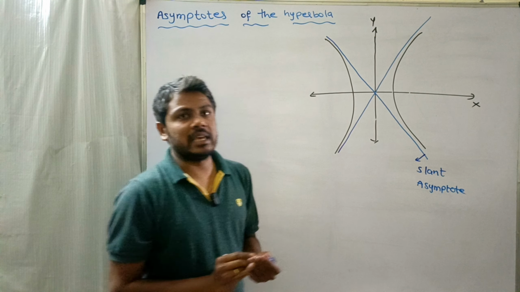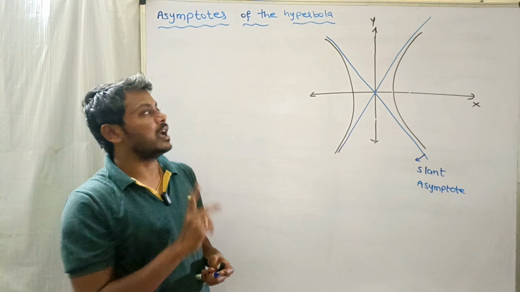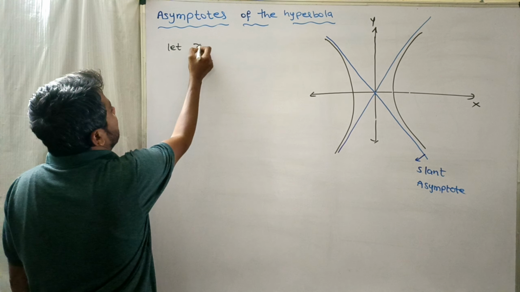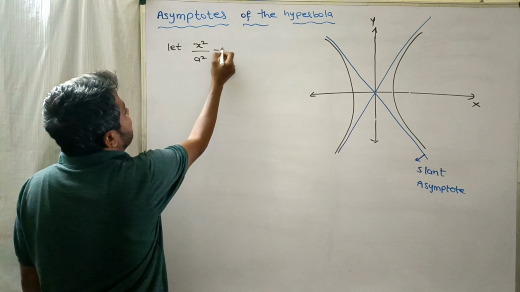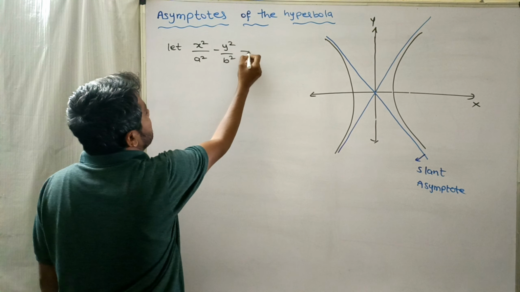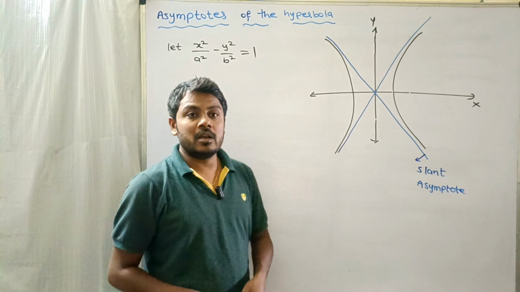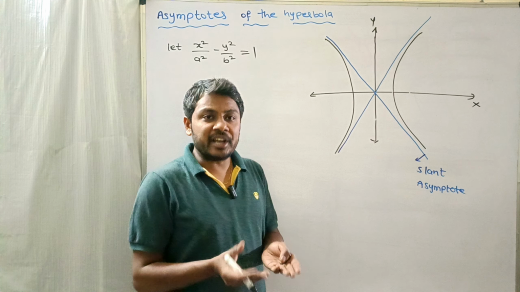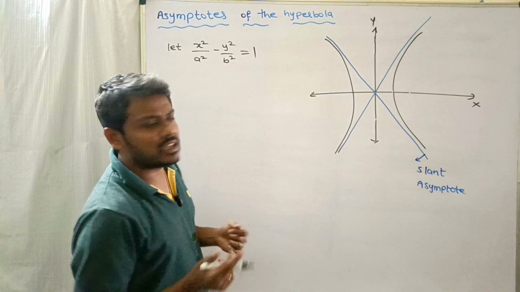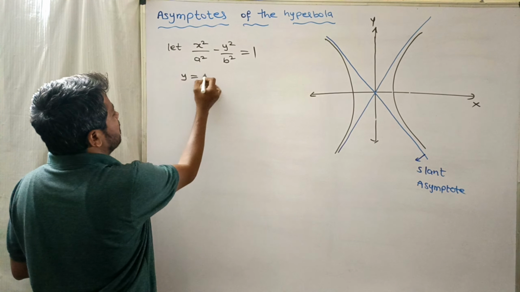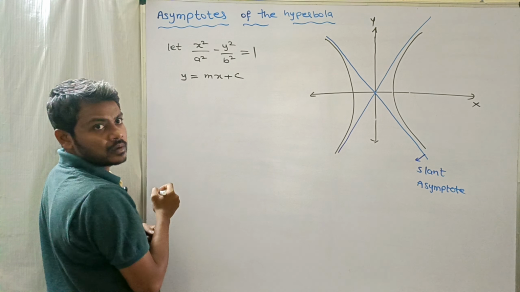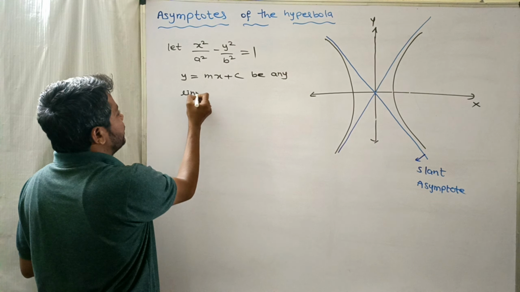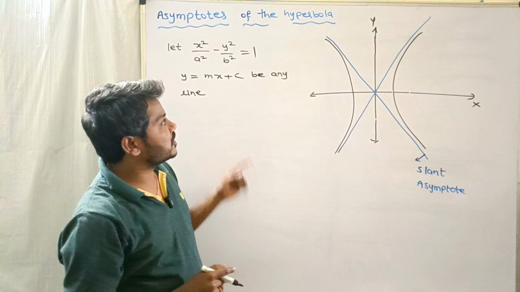Now, to find the equation of the asymptotes to the hyperbola, consider the standard form of the hyperbola. Let x square by a square minus y square by b square is equal to 1. This is the standard form of the hyperbola. Now clearly these lines are slant lines. So the slant line is of the form y is equal to mx plus c. Be any line. Okay, so that line is called what?